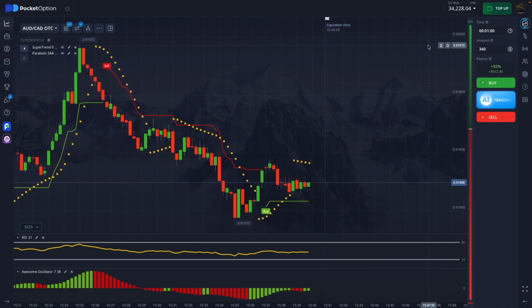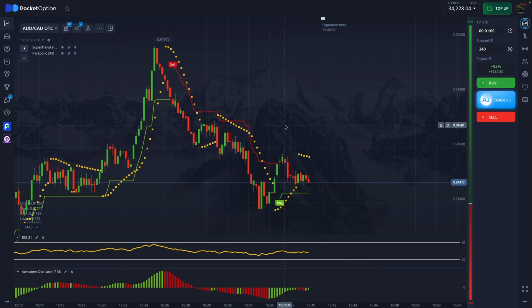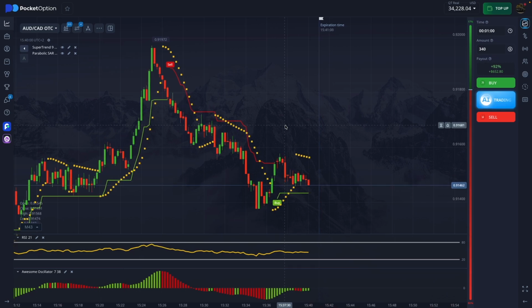Today, to open my trades, I'll use an amount of $340. My workspace is fully configured. I can now slowly start explaining the strategy and opening my first trades.